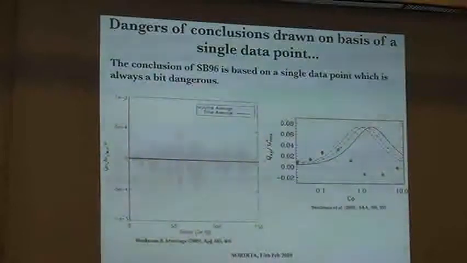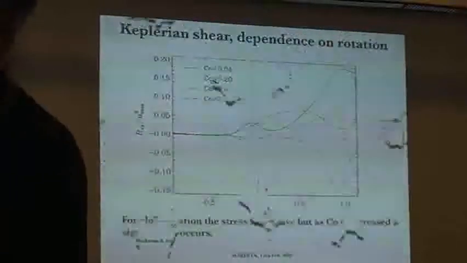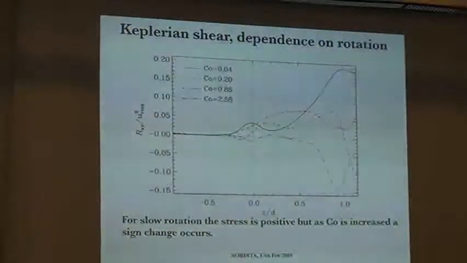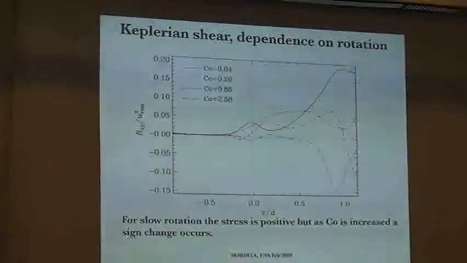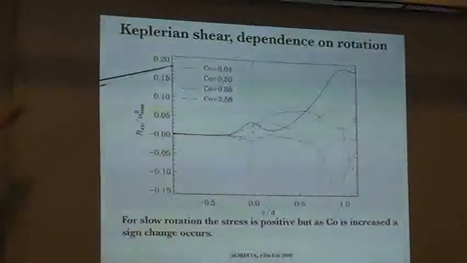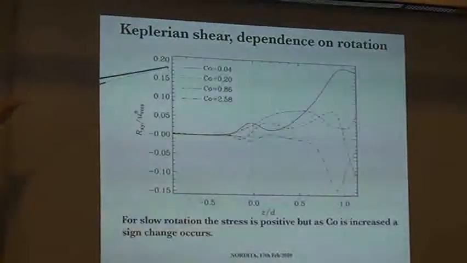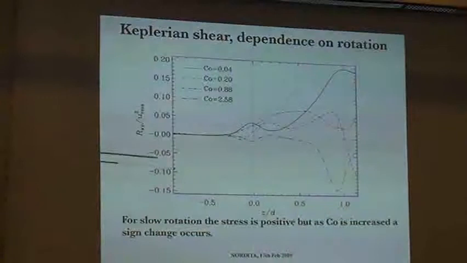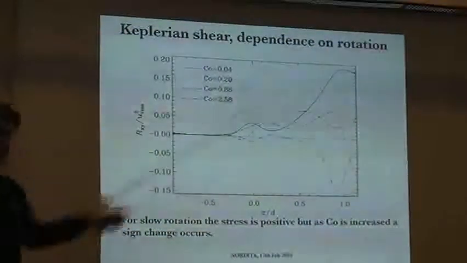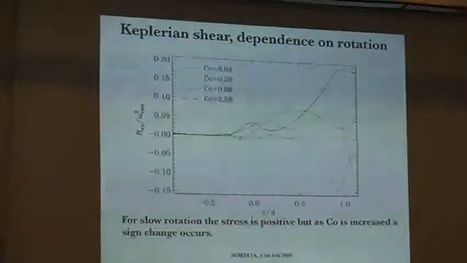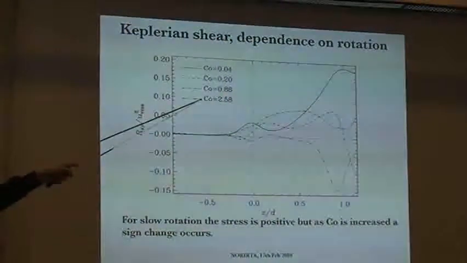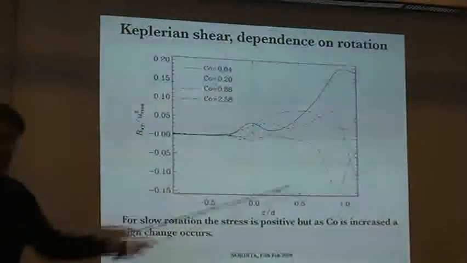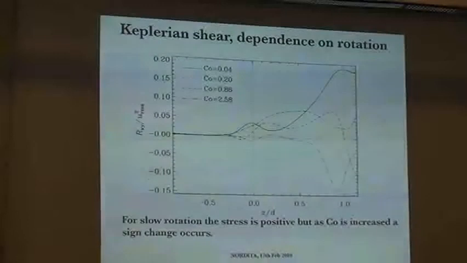And this is a bit similar to the case of Stone and Balbus. So their case was also with the rapid rotation run. But if you start from a very weak rotation, and this is now with the Keplerian shear, first the stress is positive all over the place. And only if you increase rotation enough above Coriolis number 1, then you start to see that it changes sign and it's negative.